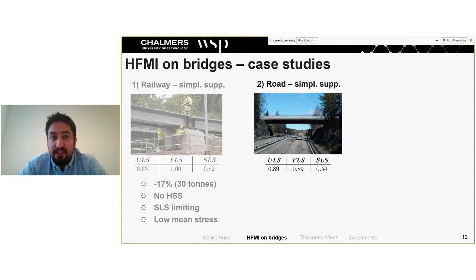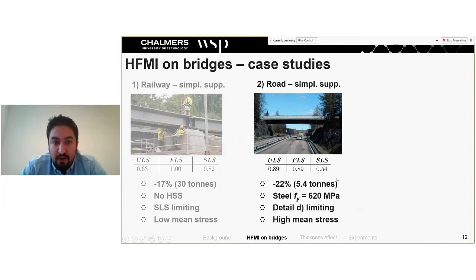This is a composite steel and concrete bridge, which is not a railway bridge, it's a road bridge. And here we can see that actually fatigue and the ultimate limit state were competing. They were both very high. However, the deflections were very low. In this case, we could increase the yield strength to a theoretical yield strength of 620, which resulted in 22% of material saving in this bridge. Since this bridge was very small, this was only corresponding to 5.4 tons.